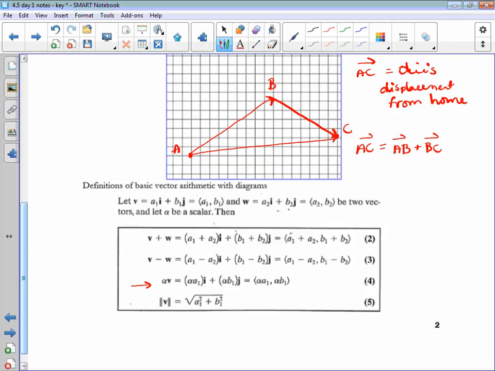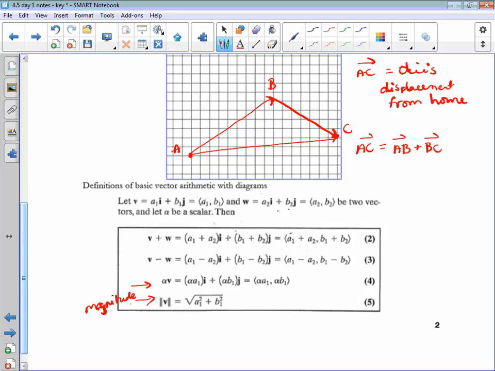The fourth one, this is just your magnitude again. You can see those little double lines, almost like absolute value. It comes from the Pythagorean theorem, that we can just say it's a squared plus b squared. Oftentimes it's going to be given to you in position form.